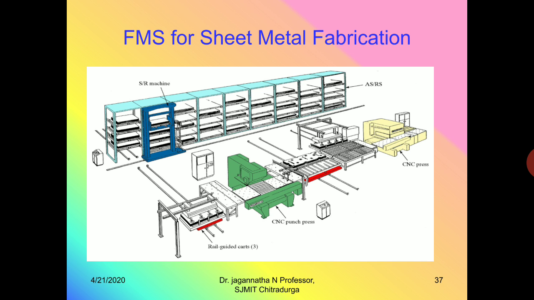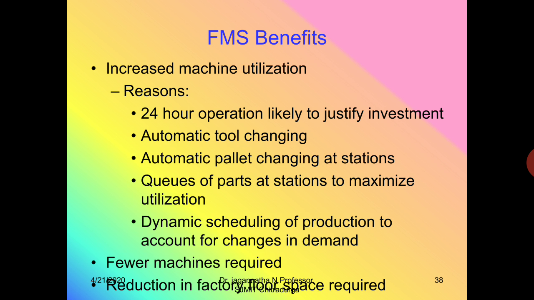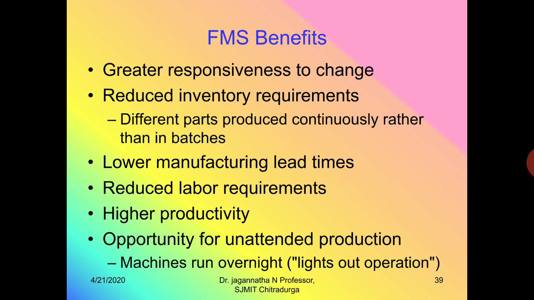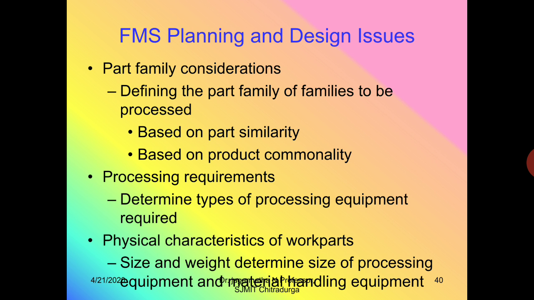The FMS is also used in sheet metal fabrication work. This layout explains clearly the benefits of FMS. When FMS is implemented, the results are: increase in machine utilization, fewer machines required, reduction in factory floor space required, greater responsiveness to change, reduced inventory requirement, low manufacturing lead time, reduced labor requirement, higher productivity, and opportunities for unattended production. These are the important benefits of flexible manufacturing system.